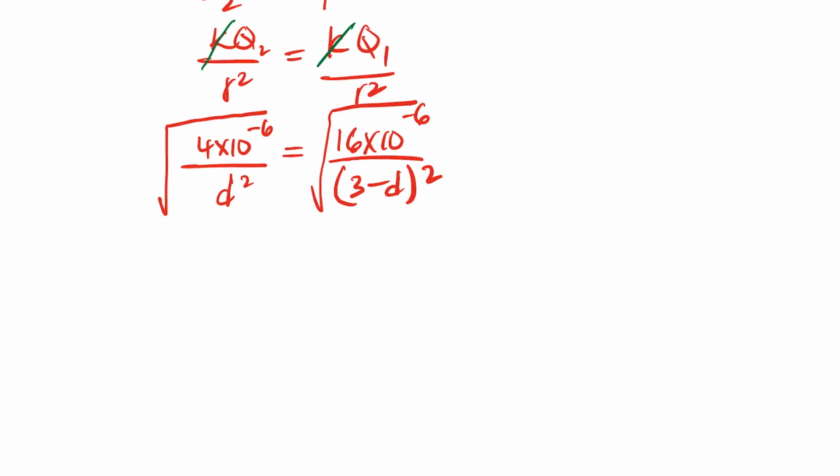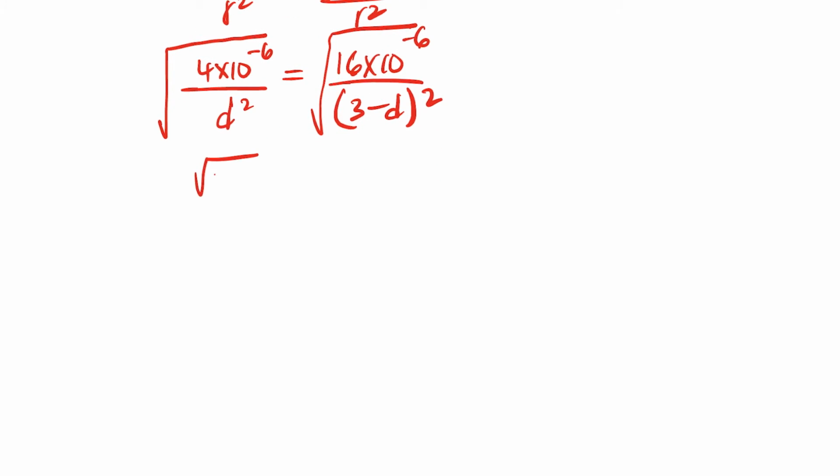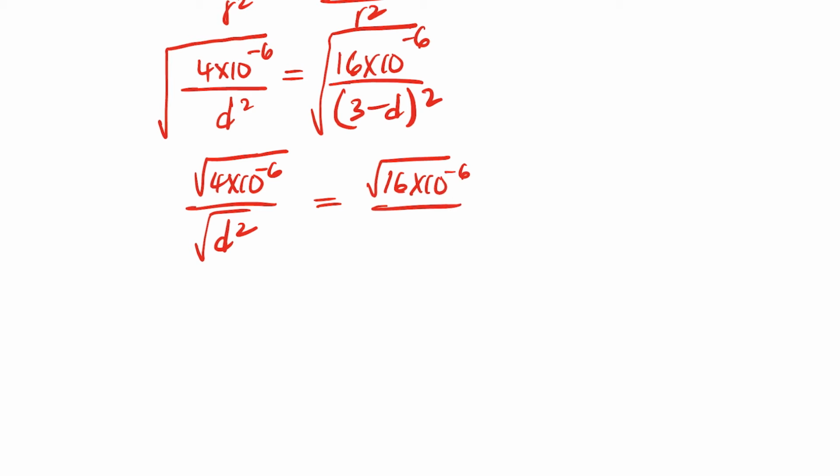Square root here. So mathematically, it's going to be square root of 4 times 10 to the power negative 6, divided by square root of d squared, equals square root of 16 times 10 to the power negative 6, divided by square root of (3 minus d) squared. I hope that makes sense, guys, that type of calculation there.